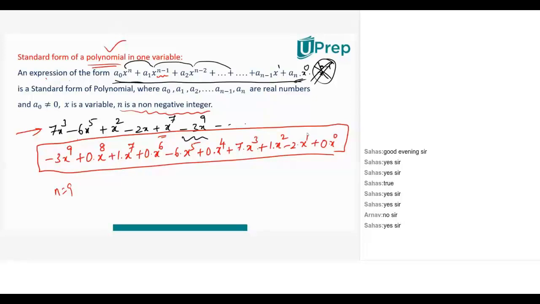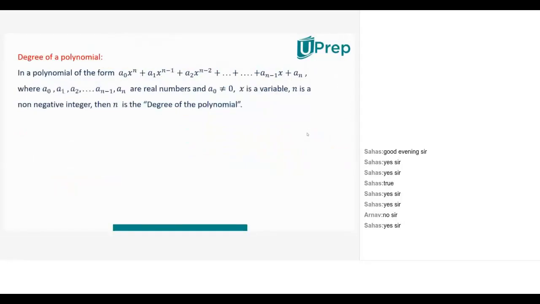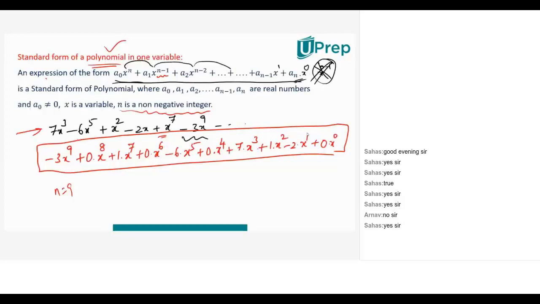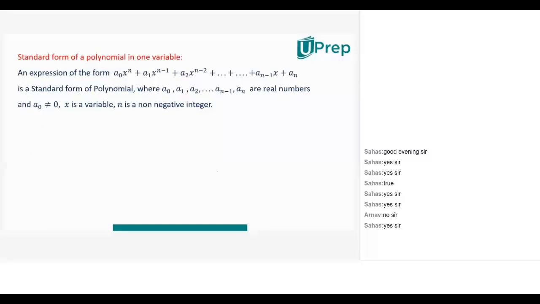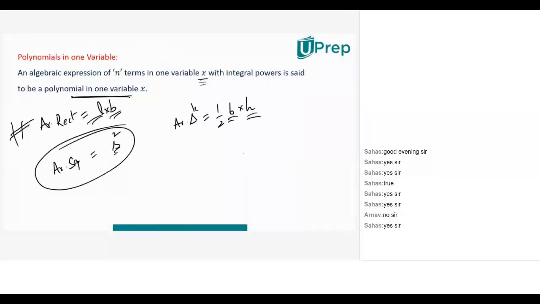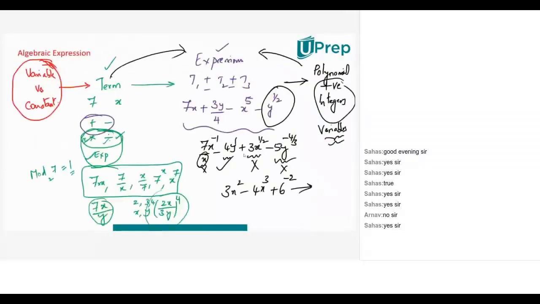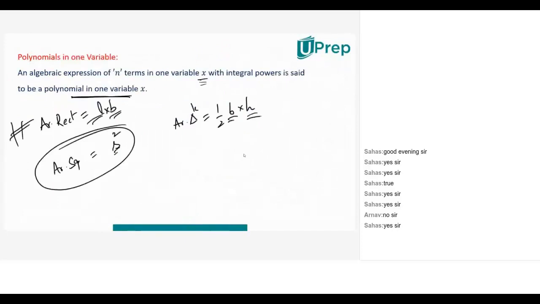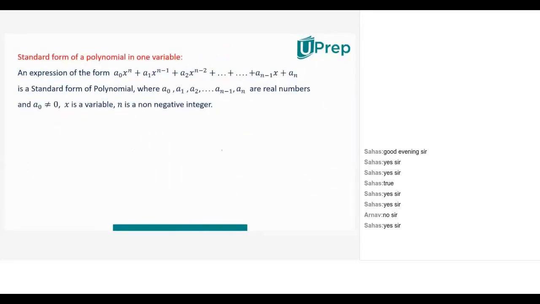Then comes the degree of a polynomial. Now before I proceed to this degree of a polynomial, let me use the same old screen. I'll remove this so that when it comes on the screen, you'll be more clear. In fact, I'll go back to this. Where was I writing all this? Okay, I'll use this. I'll consider the same example.